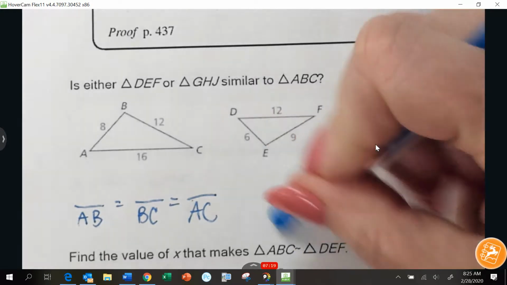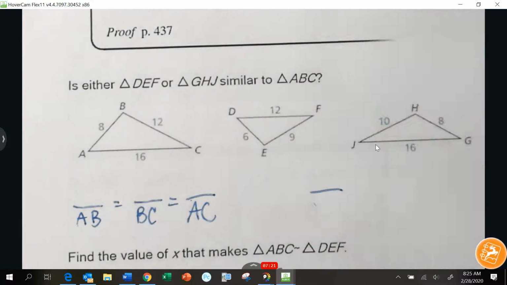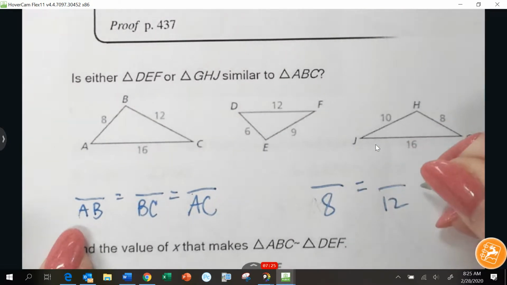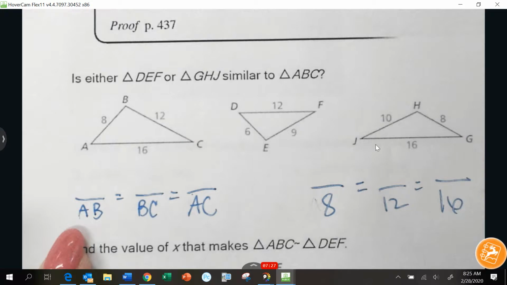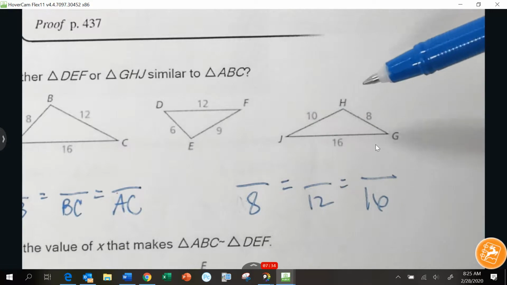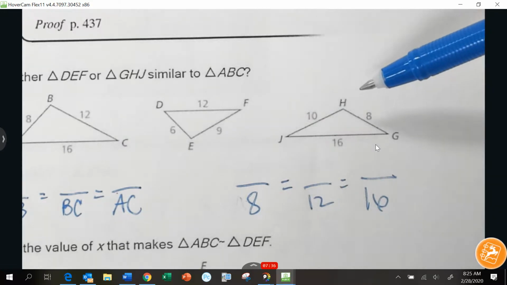Oop, I'm not putting AB. Sorry, I'm putting the length of AB. Let's see, AB is 8, BC is 12, AC is 16. So we're going to put those three on the bottom. You guys, which one do you want to try next? DEF or GHJ? DEF? Oh, all right.